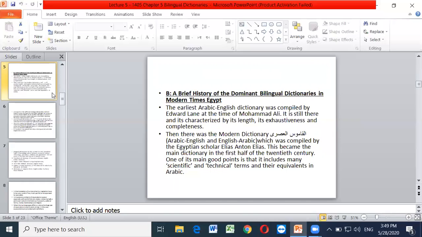And then we move to bilingual dictionaries in modern times Egypt. There is, of course, Ilyas Anton Ilyas, the Modern Dictionary, القاموس العصري, an Arabic English and English Arabic dictionary compiled by the Egyptian scholar Ilyas Anton Ilyas. This became the main dictionary in the first half of the 20th century. One of its main good points is that it gives many scientific and technical terms and their equivalents in Arabic.